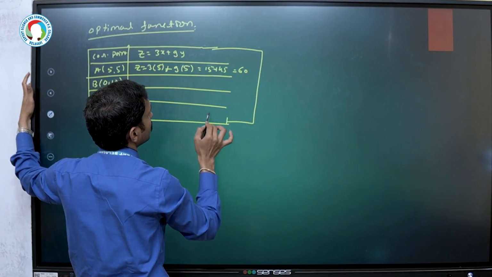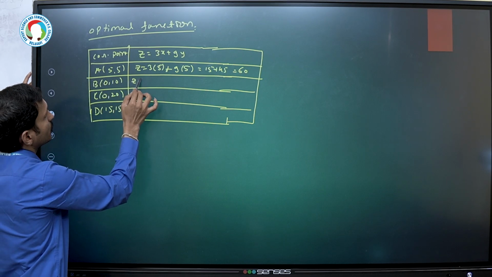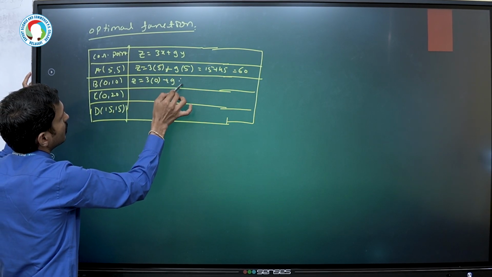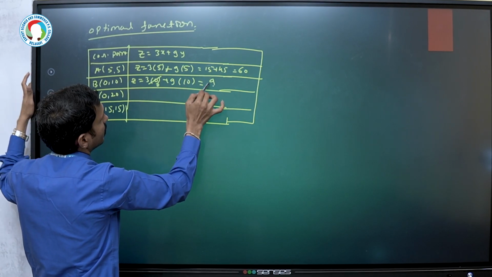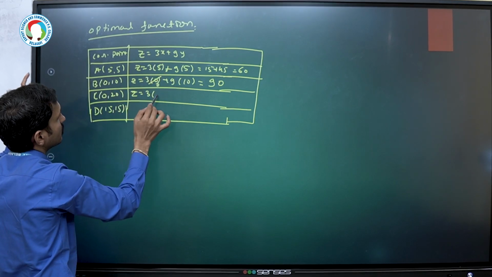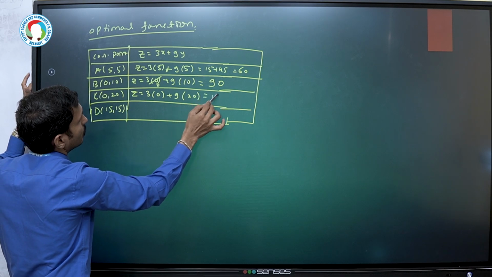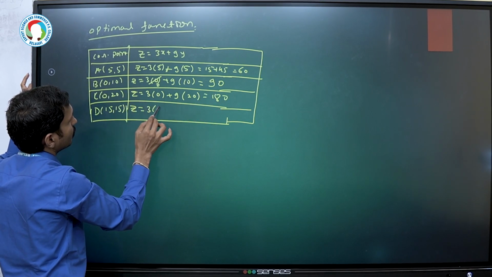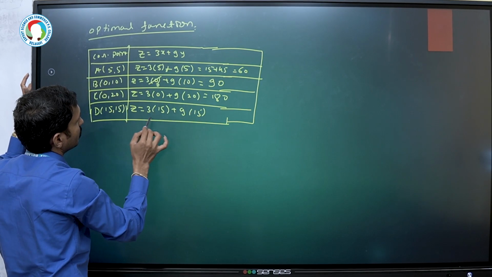So this is 60. Okay, so next, z is equal to 3 into x plus 9 into y. With x as 0, y as 10: 0 plus 90, so this is 0, this is 90. And z is equal to 3 into x, which is 0, plus 9 times y, which is 20, so 180. Then z is equal to 3 into 15 plus 9 into y, where the y value is also 15.